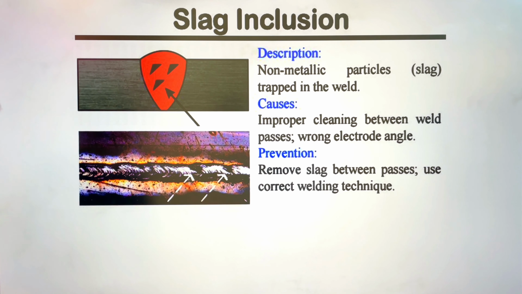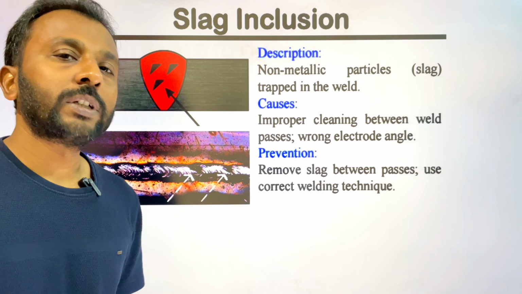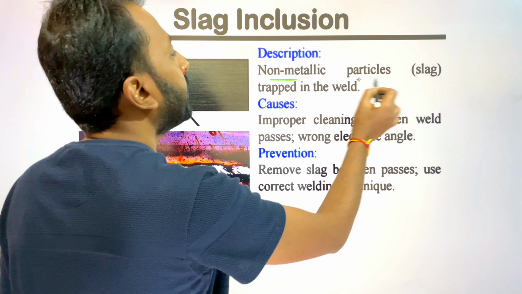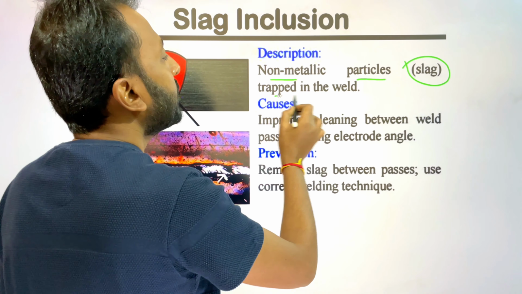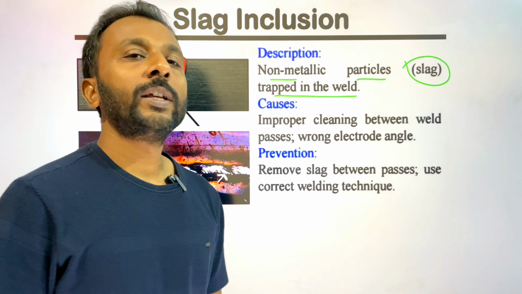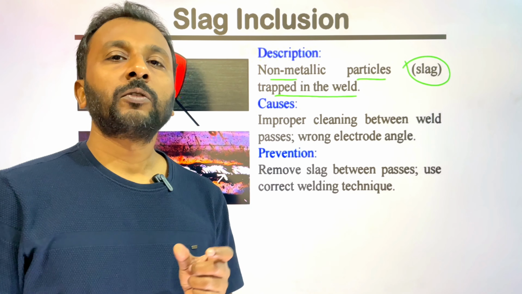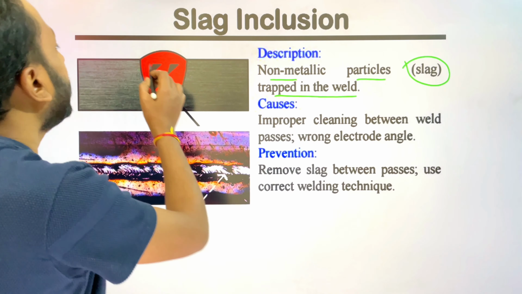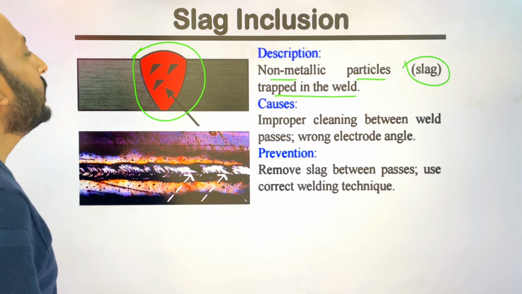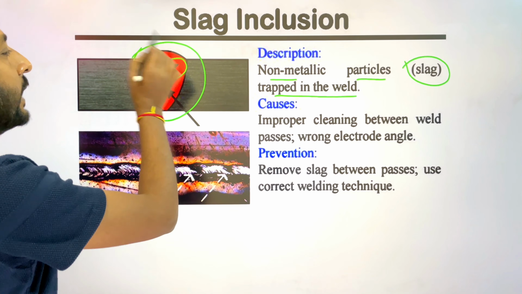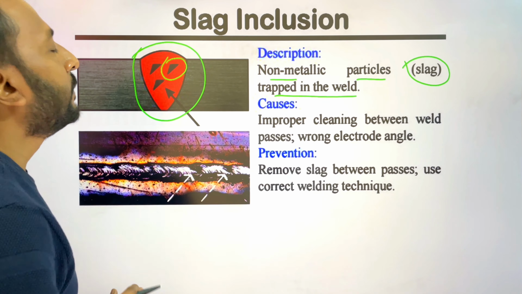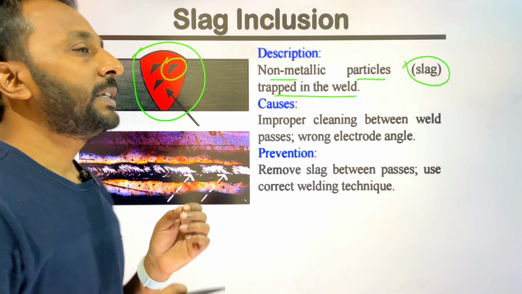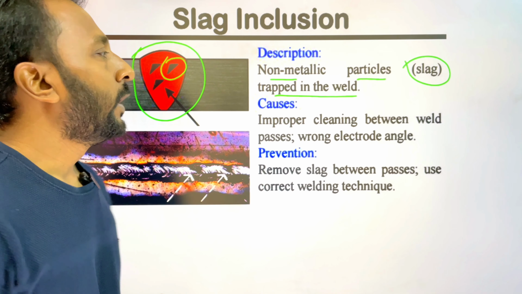The next is slag inclusion, or solid inclusion. What is slag inclusion? It is a non-metallic particle, that is slag, trapped in the weld metal. When we are doing welding, the flux of the electrode burns, and that flux is trapped in the welding zone or the welding bead. This slag is not metal and it is trapped inside the welding bead, so it decreases the strength of the welding zone.